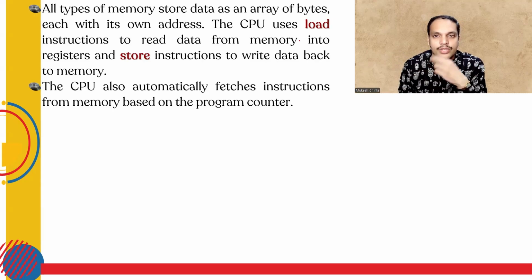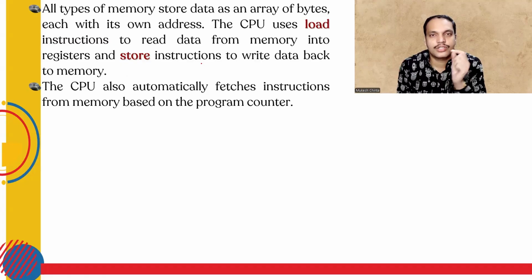So the CPU uses two instructions mainly. The first one is something called the load instruction, which is used to read data from memory into the registers, and store instructions to write data back to the memory. So next slide I'll explain more about these two instructions.